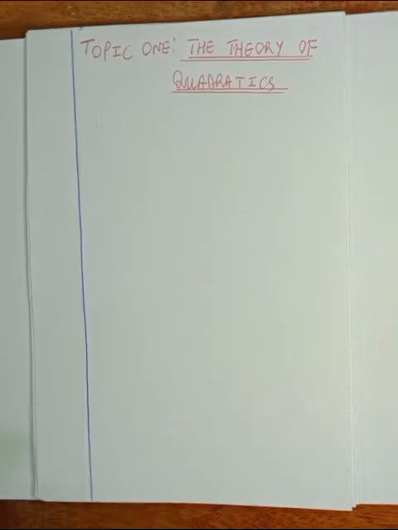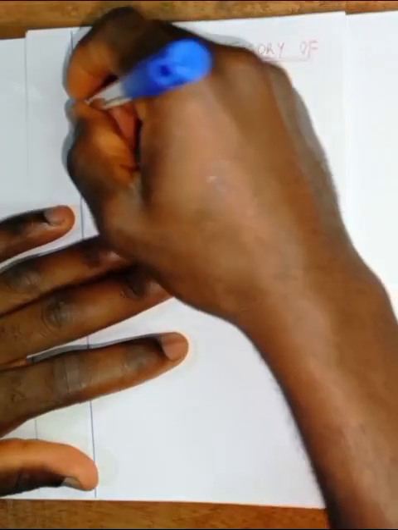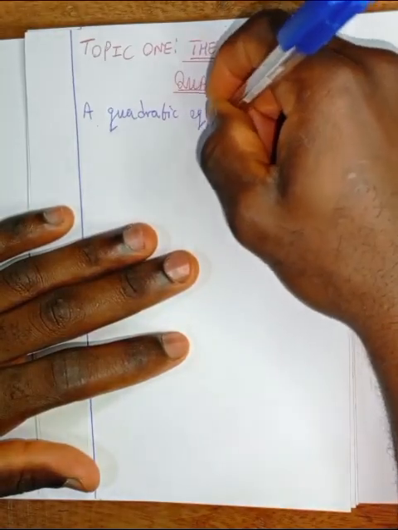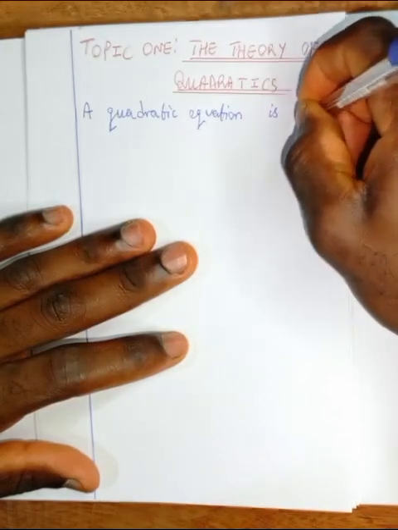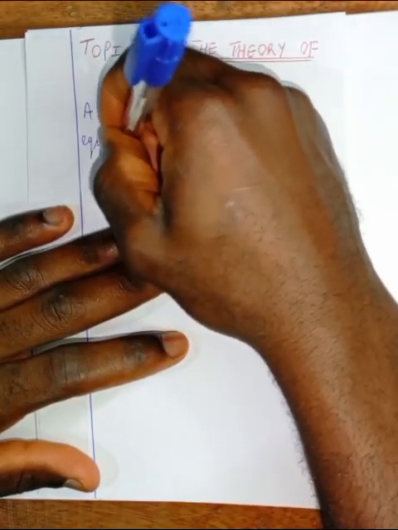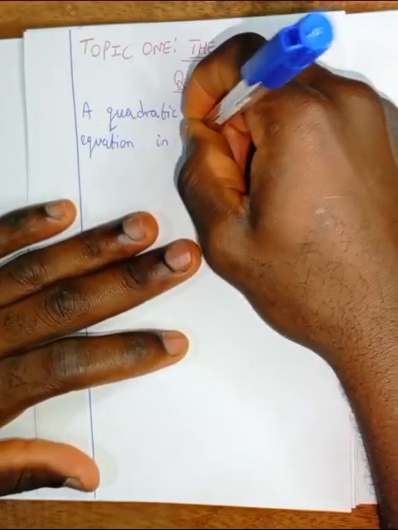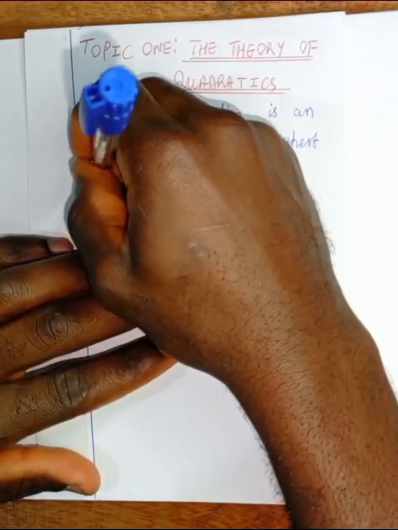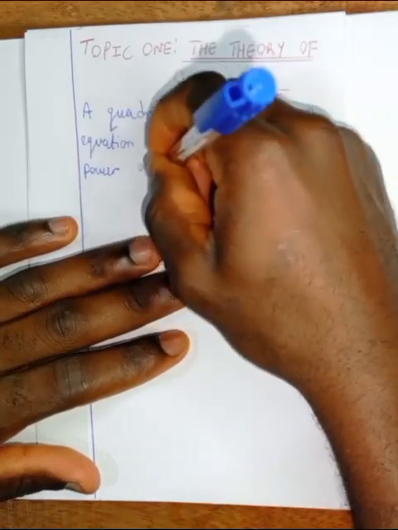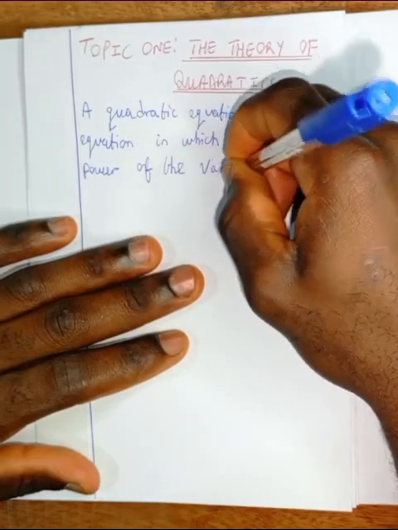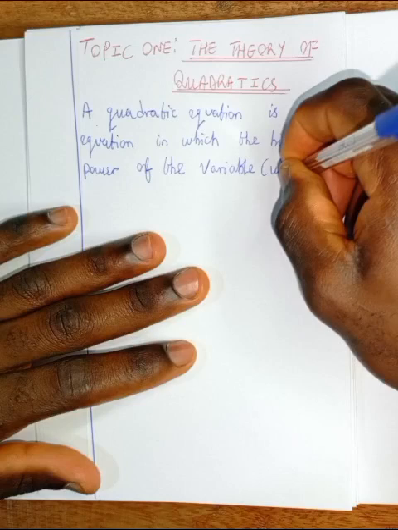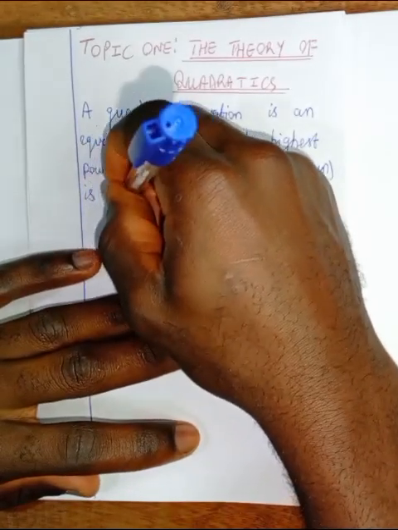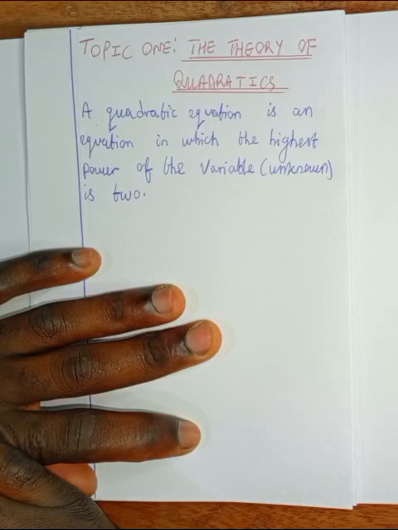First thing, we are going to start by defining a quadratic equation. We know that a quadratic equation is an equation in which the highest power of the variable, when we talk of the variable, that means the unknown, what we are to solve for, is 2. That's the quadratic equation.